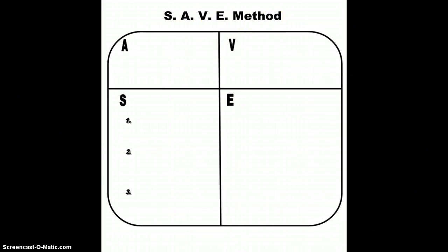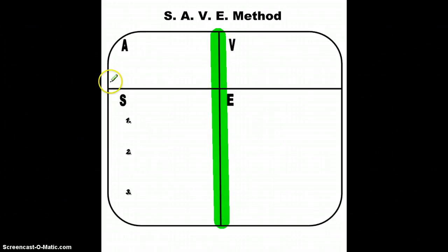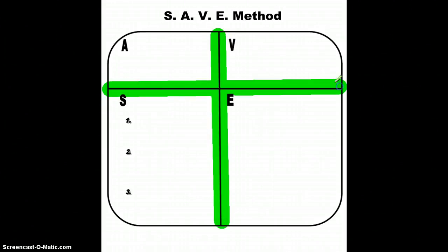The way this works is the first thing you're going to do is divide your paper into 4 quadrants. It doesn't have to be the whole piece of paper. You really won't use that much of it. And then we're going to write SAVE. We put it in this order for a couple of reasons. It does spell save, and that's what we're doing to your essay.